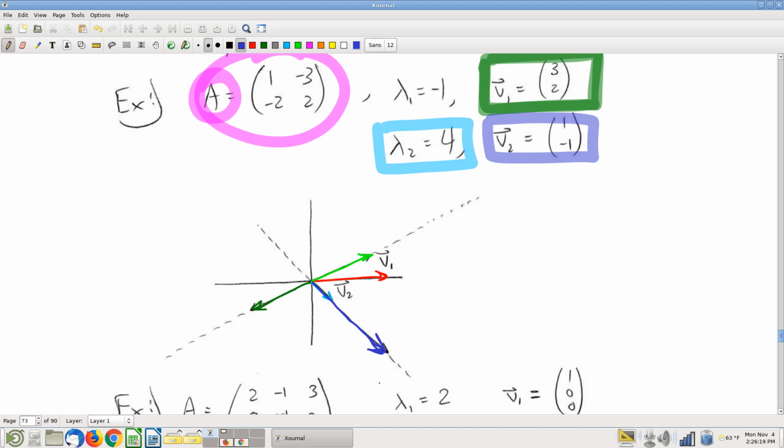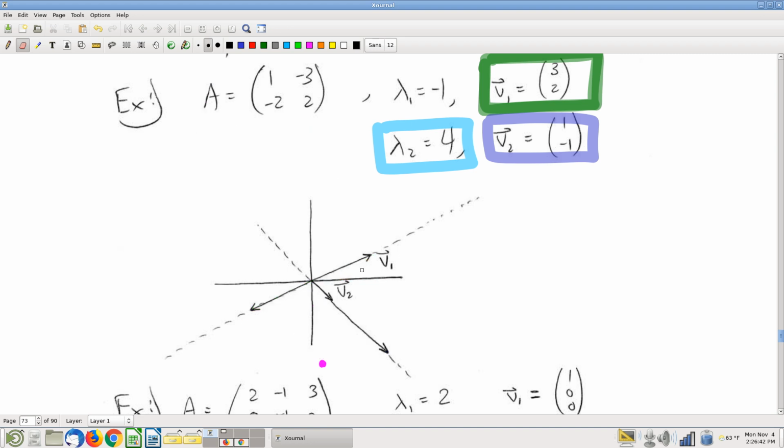Right, and so grand total then, the red vector goes to about there. So to whatever extent the red vector points in the green direction, it's getting flipped by -1. To whatever extent the red vector points in the blue direction, it's getting multiplied by 4, and that adds up to this. So anyway, it's a kind of geometric point of view.